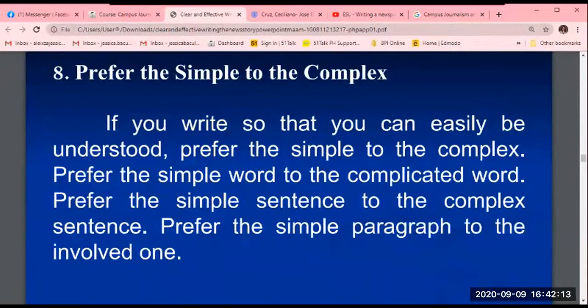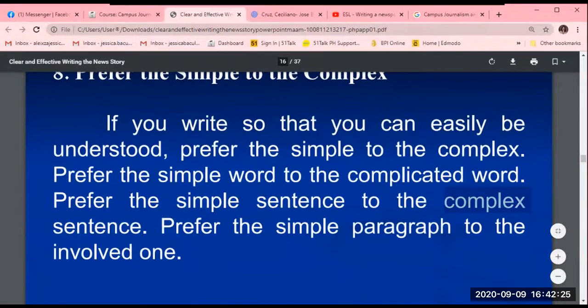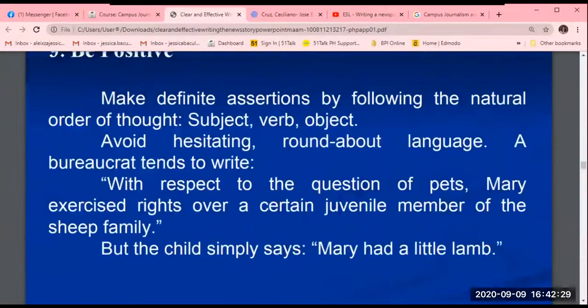Next, prefer the simple to the complex. If you can opt for the simple one, simple words, simple sentences, simple paragraphs, then go for it. Do not go for the complex ones. Like, do not use compound sentences. Make sure to use the simple ones.